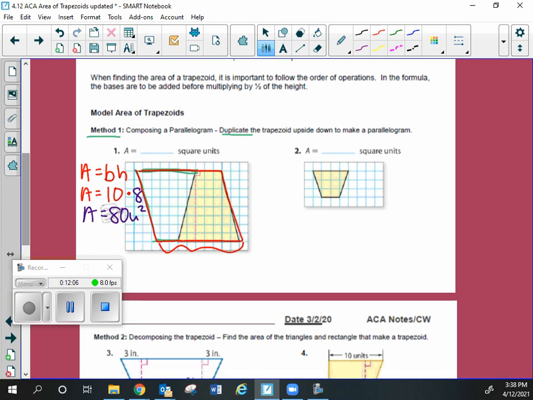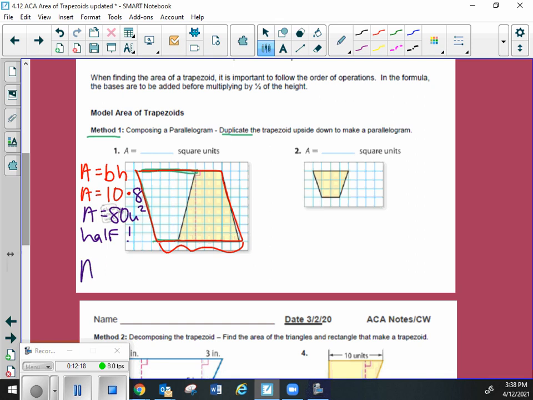How many trapezoids are there? There's 2, and I only want one of them, so I need to find half of it. Okay, so the area of just one trapezoid would be 40 units squared. Okay, 40 square units. That is a way to do it. I understand that a lot of y'all probably won't do this method because it's sort of weird to copy and paste it, but it's a way if it works for you.